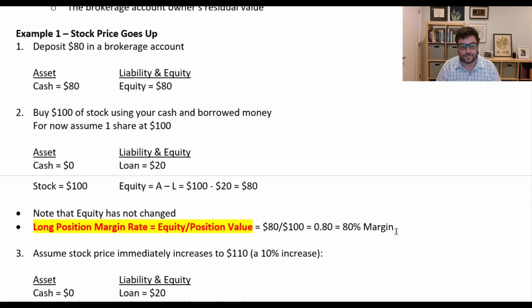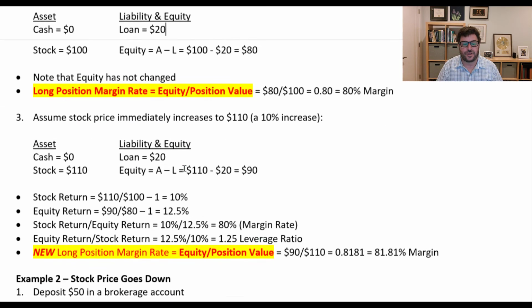Okay, now here again, I have put up 80, I've borrowed 20, I own a $100 stock. Let's see what happens when the stock price changes. Let's see what happens to the equity. And for now, this is going to happen instantly. There are going to be no dividends paid on the stock and no interest will accrue on the loan. Later, we'll relax that and see how this affects this.